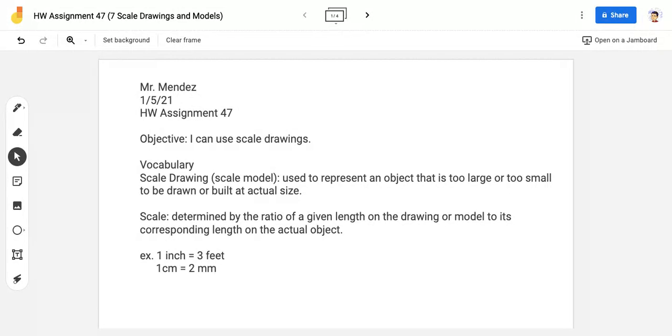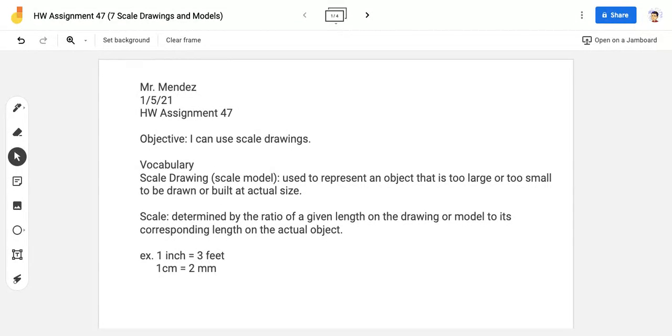So scale is determined by the ratio of a given length on a drawing or model to its corresponding length on the actual object, okay? So let's say if we want to scale the right side of a house, then our blueprint would be obviously a much smaller size than the right side of the house, but all of our sides would be proportional to each other. So our corresponding sides would all be proportional to each other.